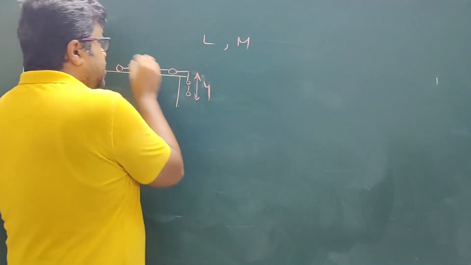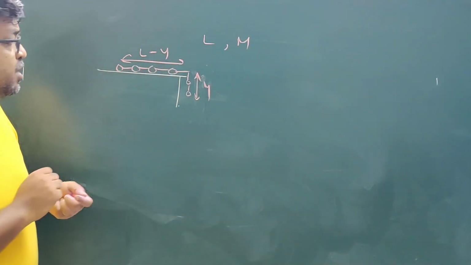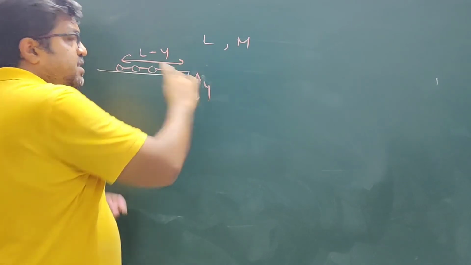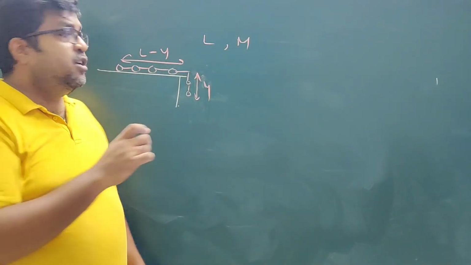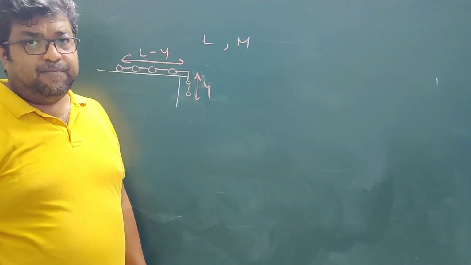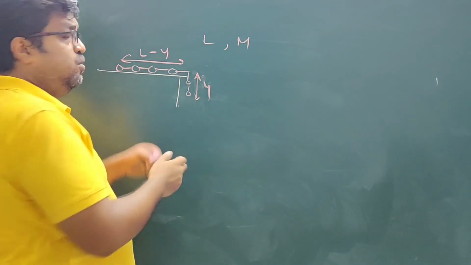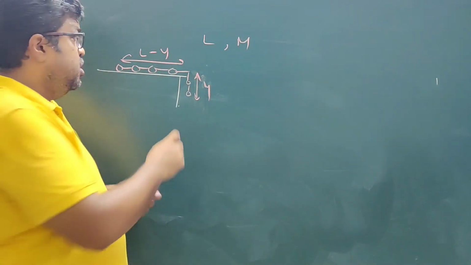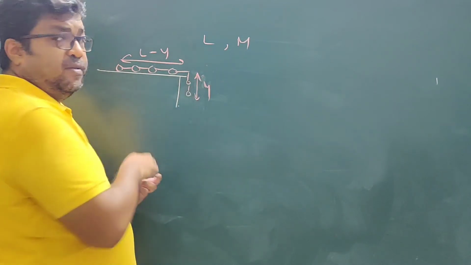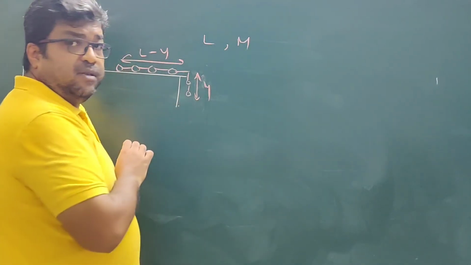Suppose the hanging length is Y. So obviously the part on the table is L minus Y, since the total length is L. This is the maximum length that can hang over the edge so that the rest remains on the table. It does not slip, because friction is able to prevent this part from coming down. Who is pulling this part in the downward direction? This hanging part.